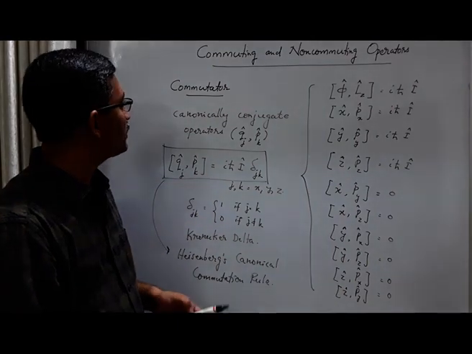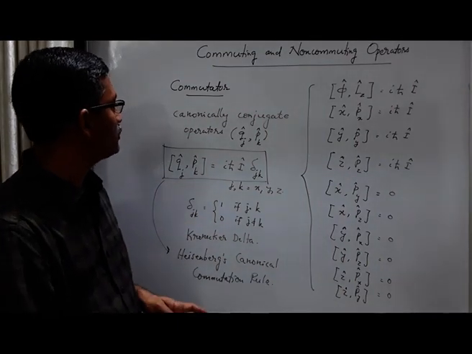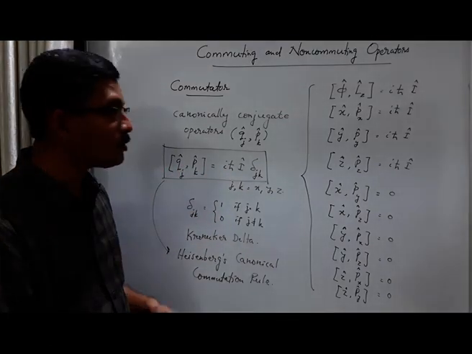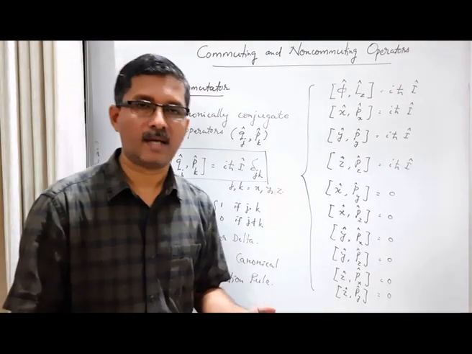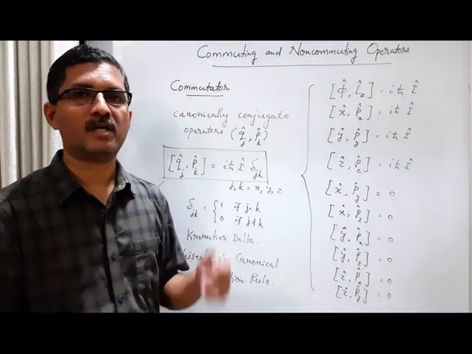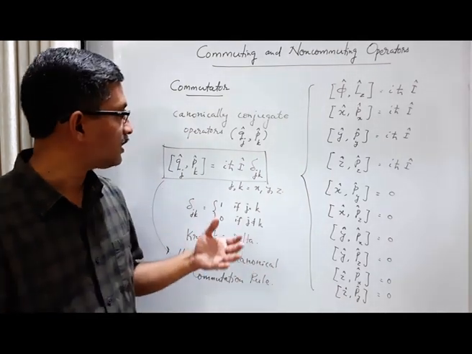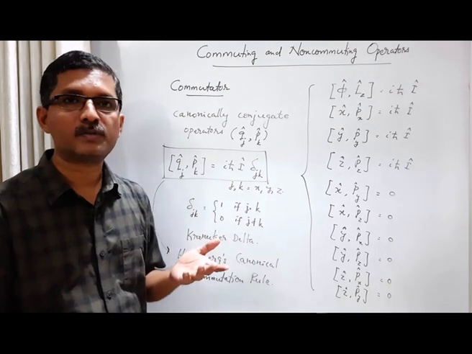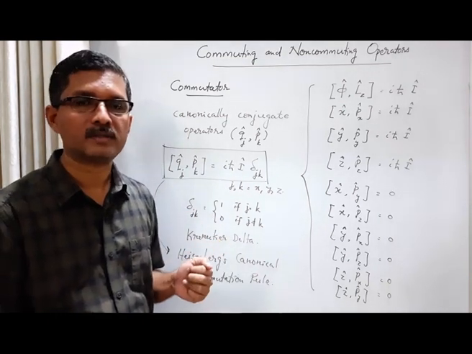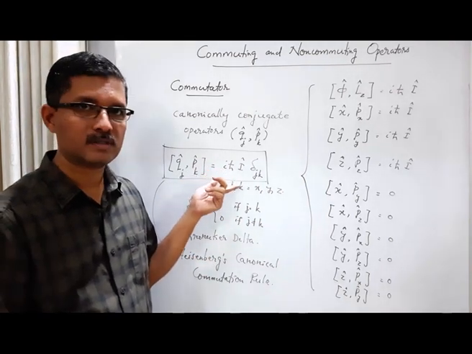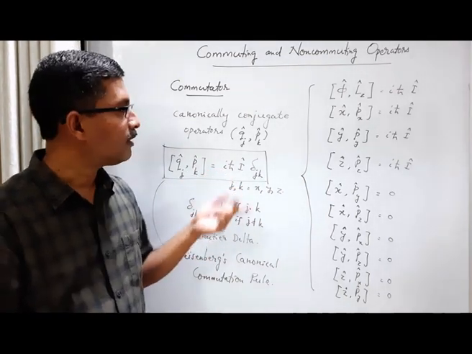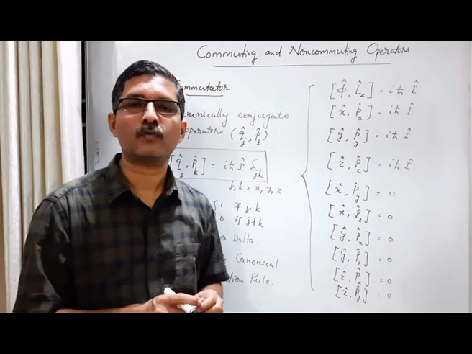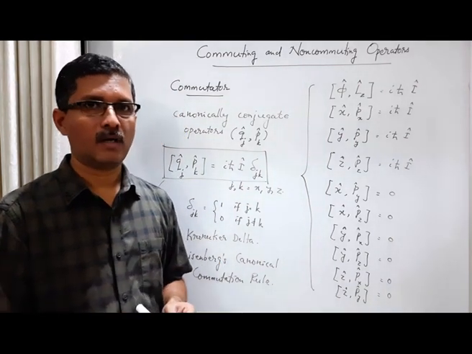The commutation rules between canonically conjugate operators are Heisenberg's commutation rules. Commutation rules between other operators, which can be expressed in terms of position and momentum operators, we can calculate based on this Heisenberg's commutation rule. For example, commutation rules between components of angular momentum operators, we can calculate based on this canonical commutation rule. So canonically conjugate operators are one major class of non-commuting operators that we use in quantum mechanics.